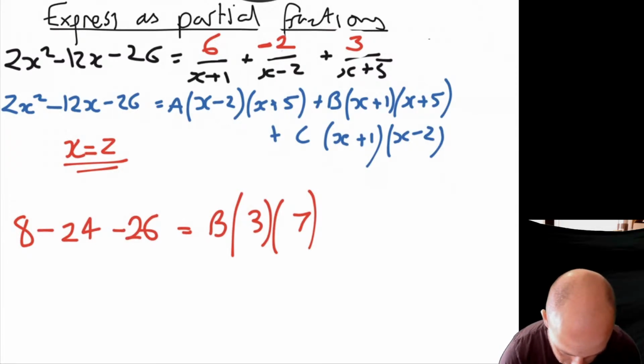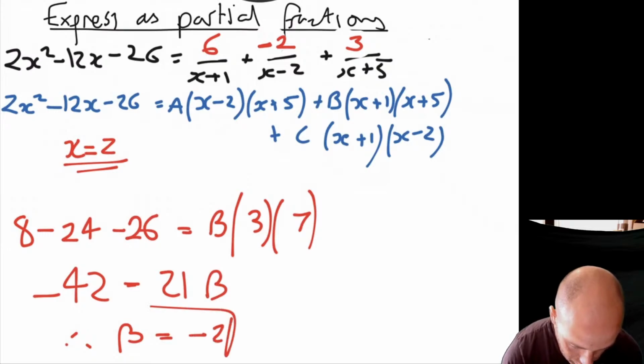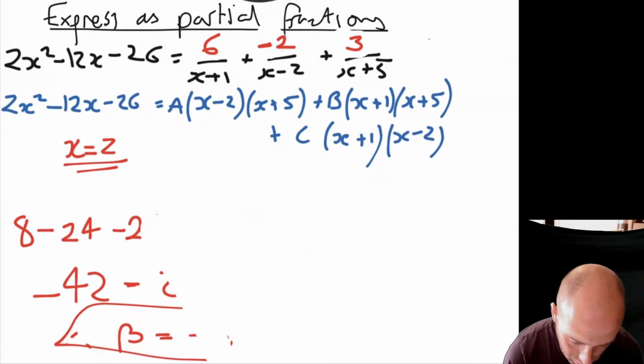Use calculator for this so I didn't make any more mistakes. Minus 42 equals 21b. Therefore b is minus 2. No, I still get b is minus 2. And real quick, let's check the other one.